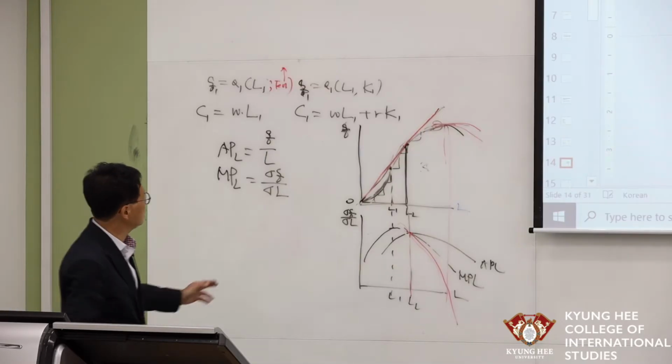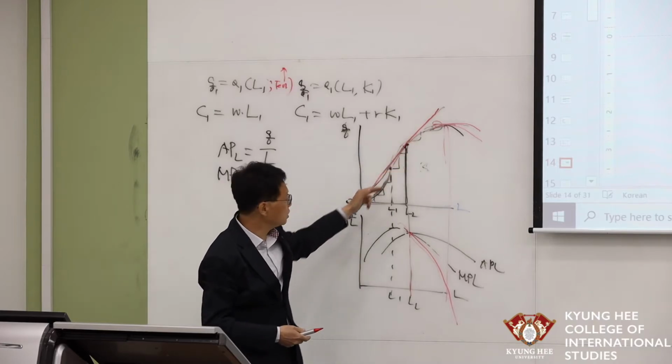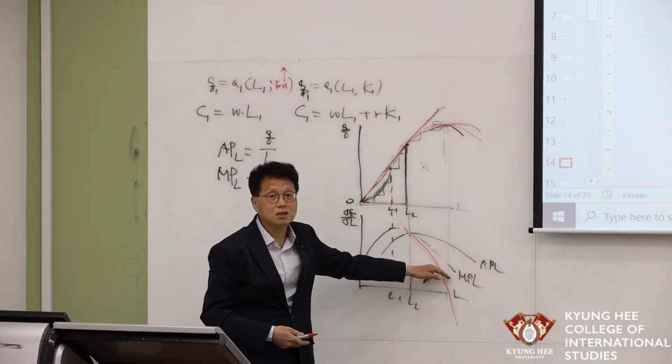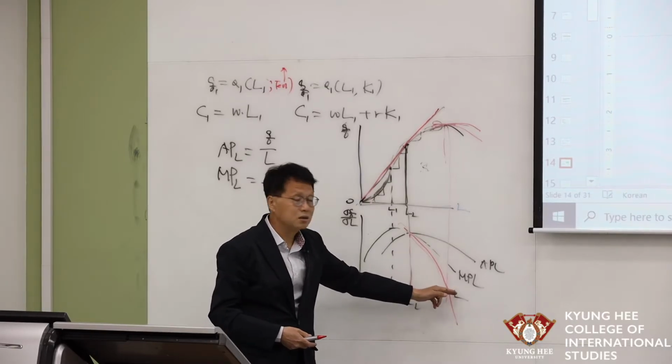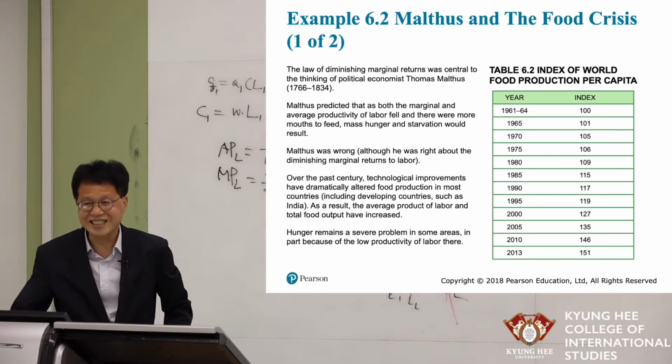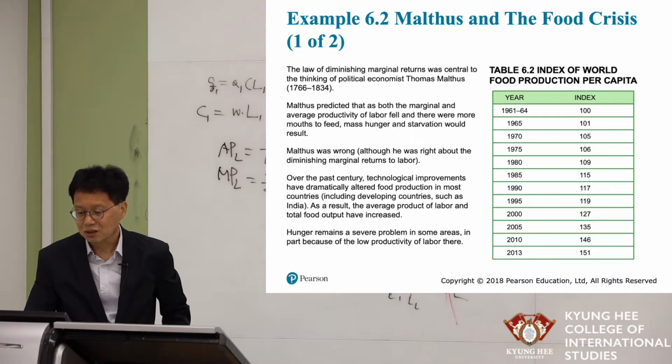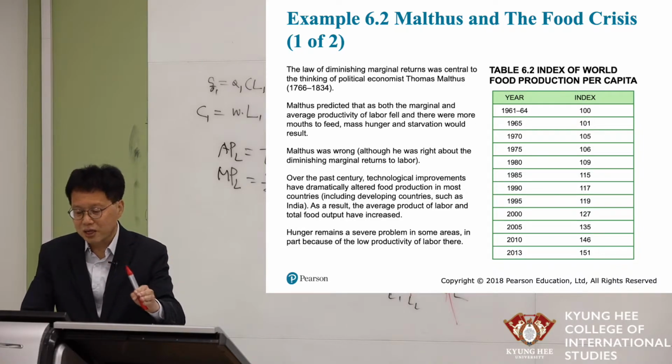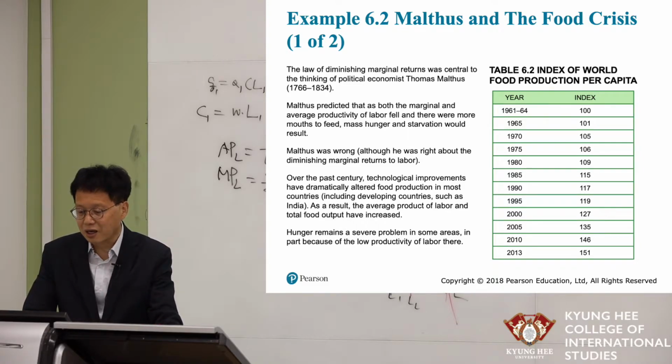But the production function is shaped like this, right? So we can find the marginal product of labor decreases and decreases as you hire more labor. Then food production increases, but as labor input increases, food production increases at a decreasing rate. Simply put, marginal product of labor decreases. But mouths, the households, increase and increase. Demand increases and increases, but output increases at a decreasing rate. So mass hunger and starvation is the result. This is Malthus' basic idea.